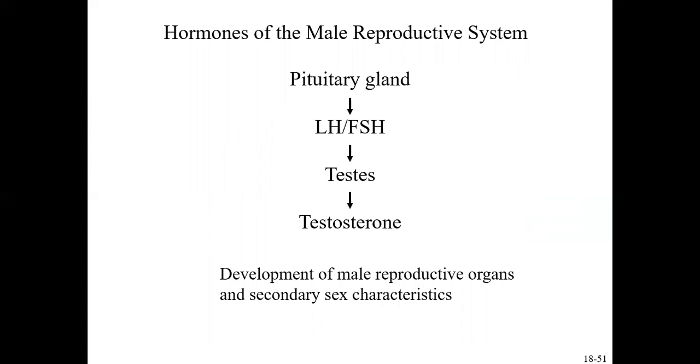The pituitary gland produces two hormones. We've already mentioned these, LH and FSH. They go into the bloodstream, where in the males, their target tissue is the testes. The testes produce testosterone, and testosterone is the main male reproductive hormone that helps to develop male reproductive organs and also establish some secondary sex characteristics.